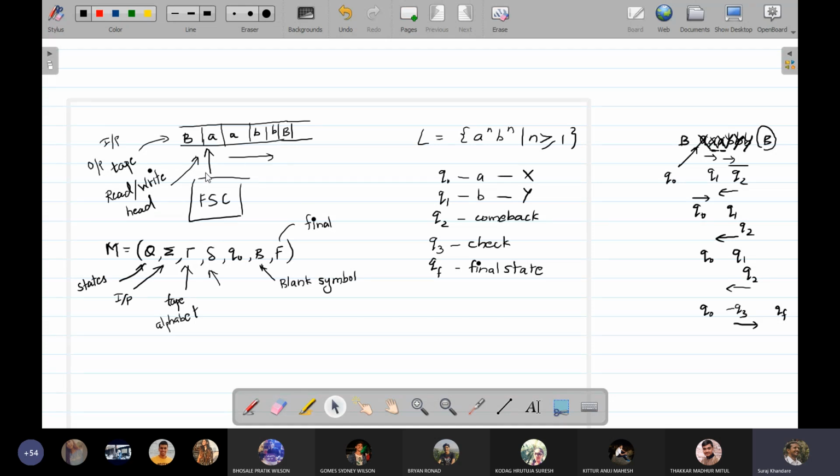When all the A's have been converted to X and B's have been converted to Y, what do we do? We just check whether all the conversion has happened or not. And once it is done, what do we do after that? We go to the final state when we find the blank symbol. So this blank symbol is very important when we are solving problems. Are you getting it?